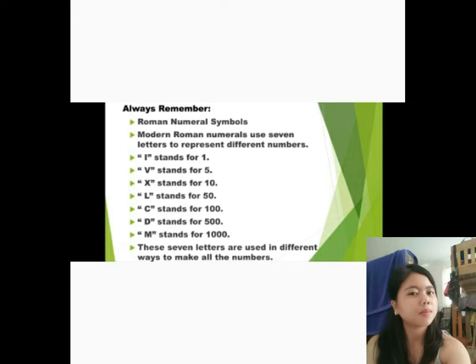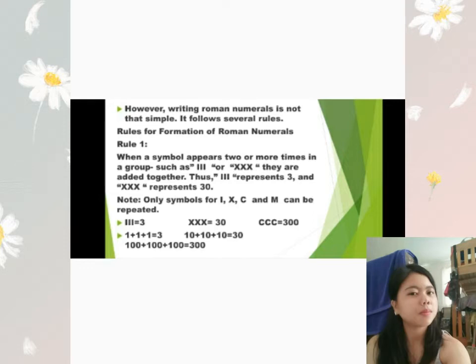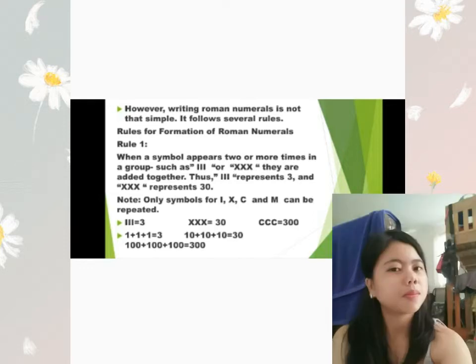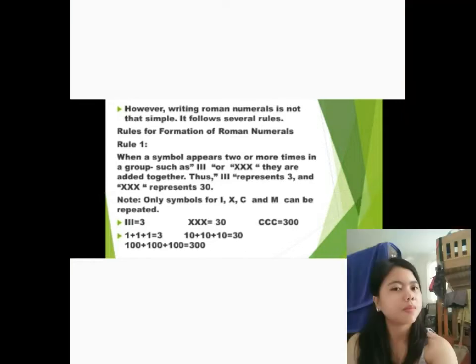We know that writing Roman numerals is not that simple. It follows several rules. For example, rule number 1. When a symbol appears two or more times in a group such as III or XXX, you will add it together. Since we know that I represents 1, and there is 3 I's, then it will be 3. And since X represents 10, and there is 3 X's, then it will be 30.